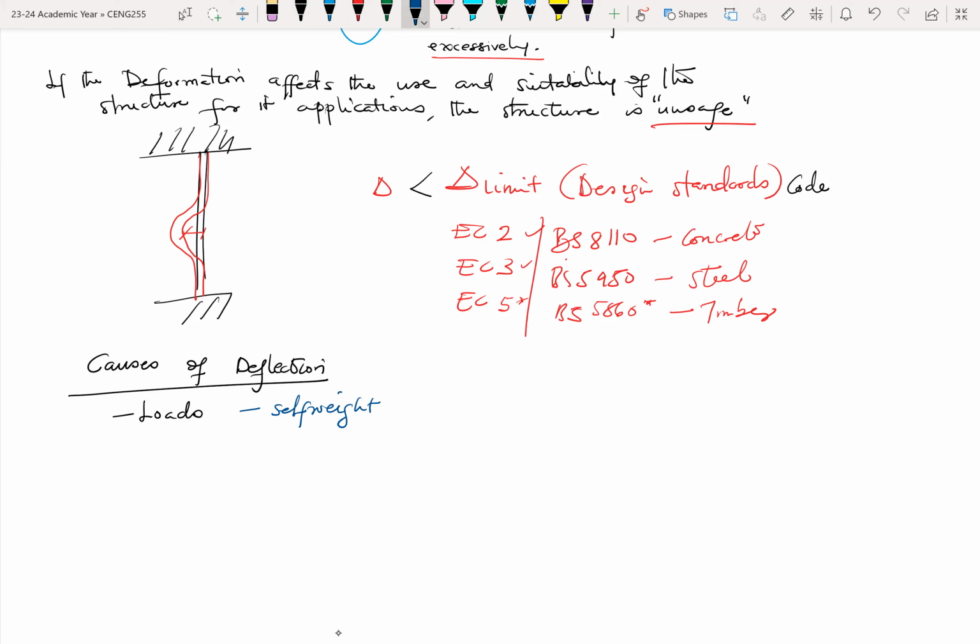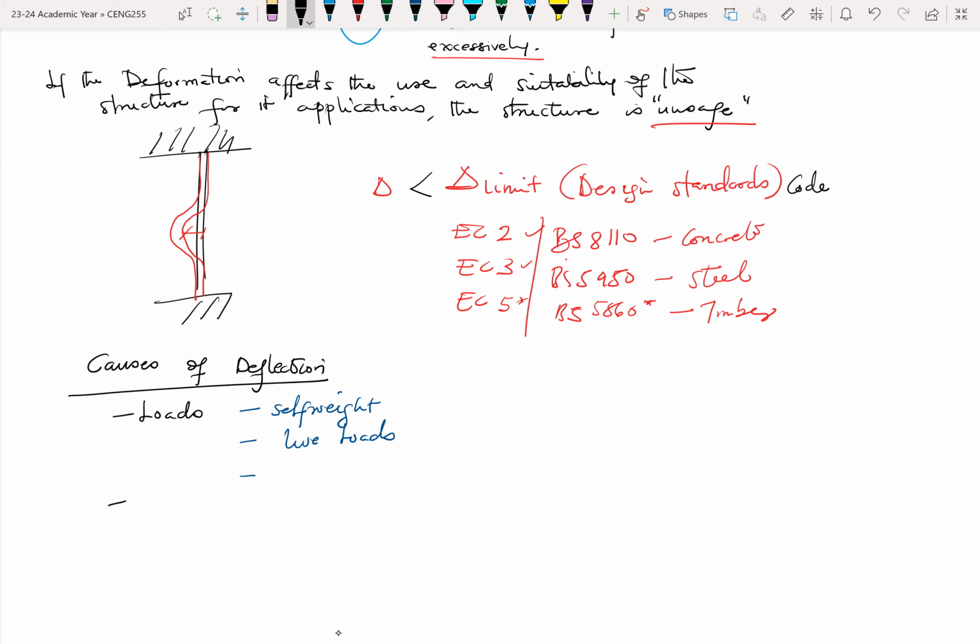Even buildings that do not have any occupants, but they're just there, their own self-weight can cause deflections to occur, or some form of deformation. Okay. Then it could be the live loads and pretty much any form of load. Wind loads, earthquake loads, earth loads, snow loads, hydrostatic loads, they can all cause some form of deflection within the structure.